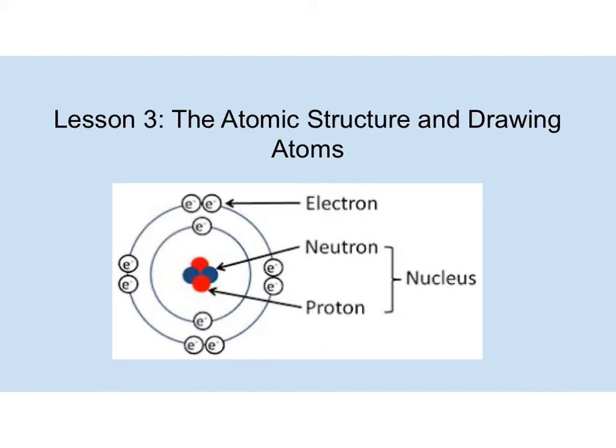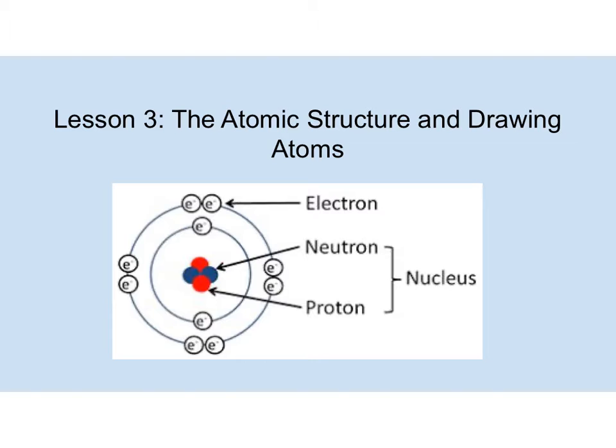So we're going to continue on with the chemistry unit, and we're going to go through atomic structure and drawing of atoms. This is a little bit of a review from grade 9, but it's setting us up for some new material tomorrow, which is going to be isotopes and ions. Okay, so let's go through the atomic structure.